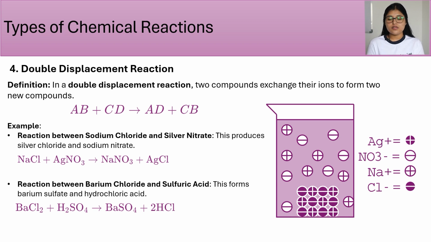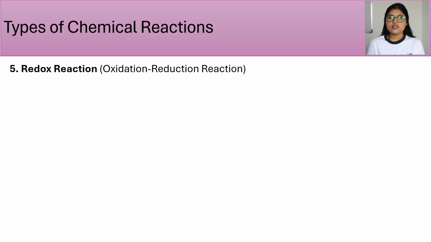Another example is between barium chloride and sulfuric acid. Here, barium sulfate and hydrochloric acid are formed. The last type of chemical reaction is a redox reaction. This involves an oxidation and a reduction reaction.